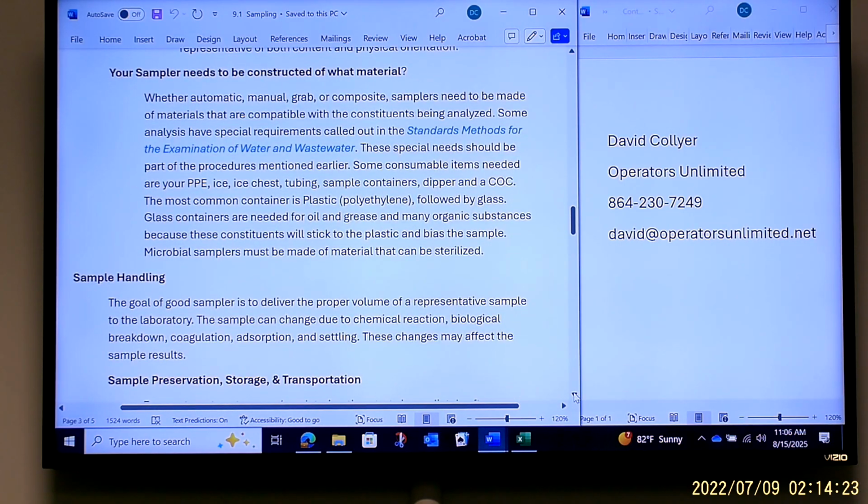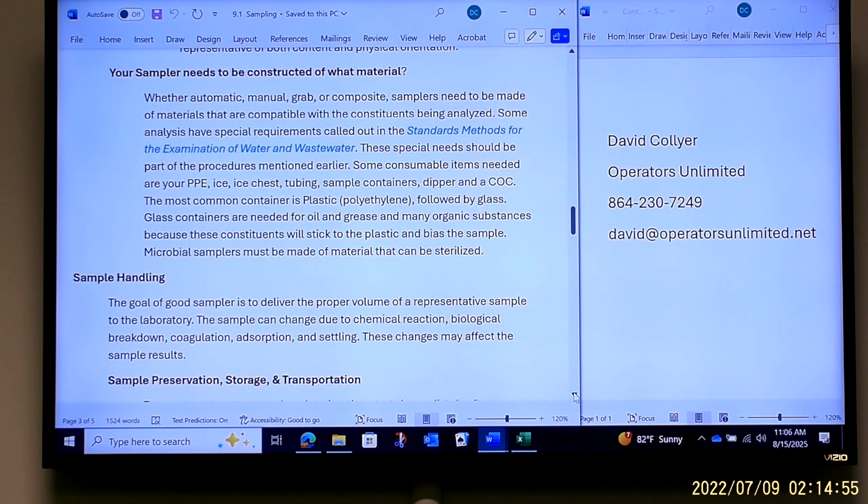Your samplers need to be constructed of what material? That's a good question. Whether automatic, manual, grab, or composite, samplers need to be made of materials that are compatible with the constituents being analyzed. Some analyses have special requirements called out in the Standard Methods for the Examination of Water and Wastewater. These special needs should be part of the procedures mentioned earlier.